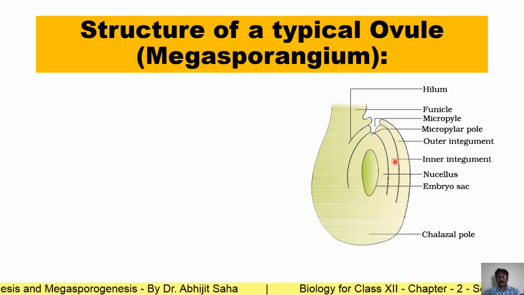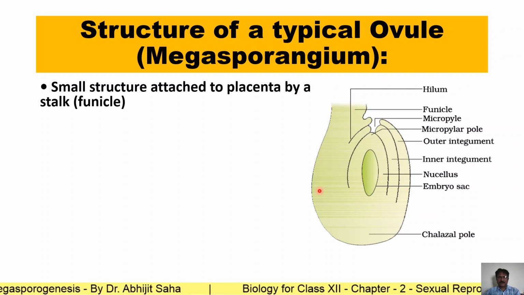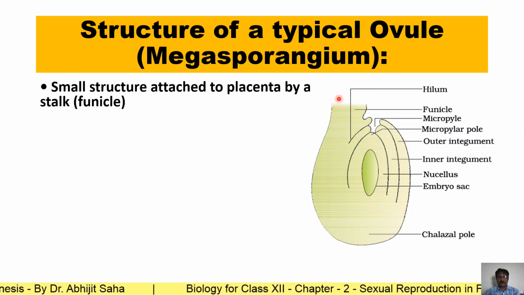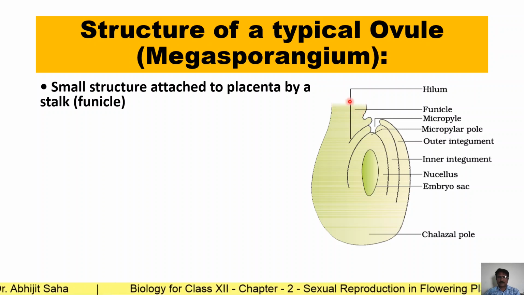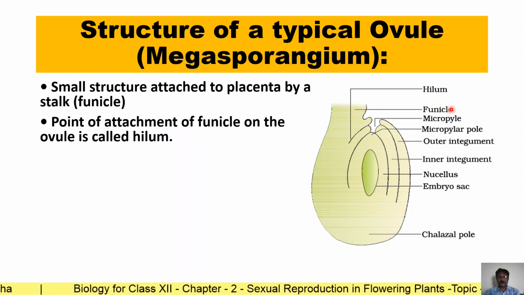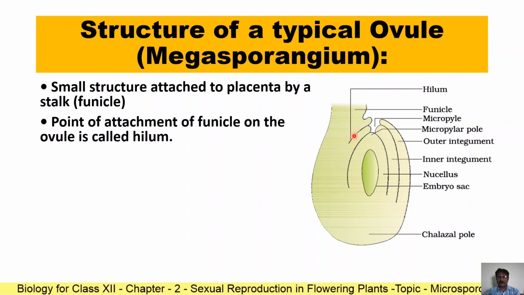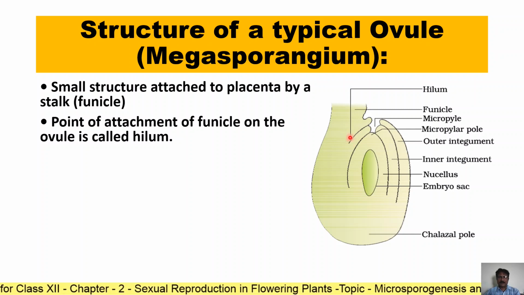This is the structure of a mature ovule. Now, if you say the structure of a mature ovule, what do we find? We find that the ovule is attached to the placenta by a stalk, and this stalk, this is the extended part, this stalk we will call funicle. The funicle attaches to the ovule at a point. This point will be called hilum. This is very much visible when the seed is detached and leaves a scar here.